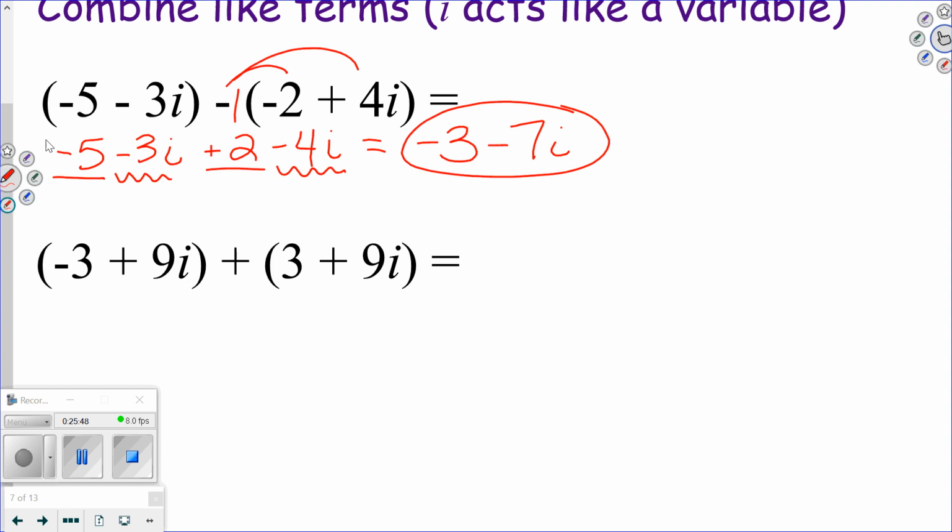Yeah. All right, second one. Did you have to distribute here? No. If you really wanted to, you could, but distributing a positive 1 doesn't change anything. All right, what's negative 3 plus 3? Nothing. 9i plus 9i? Is that it? That's it. 18i. Yay, good. We all right? They look pretty good walking around.